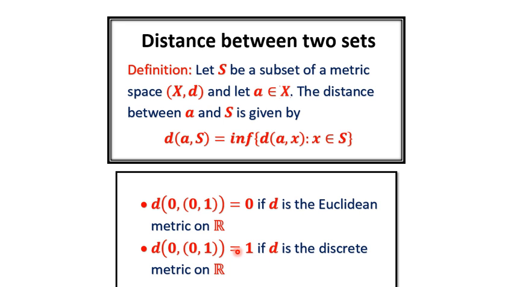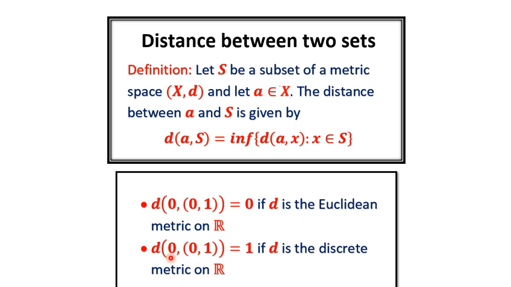Why is that so? In the first video, we said that the discrete metric on R, or any set, is the metric that does the following. The distance between two points is 1 whenever the points are different, and the distance between two points is 0 whenever the points are the same.